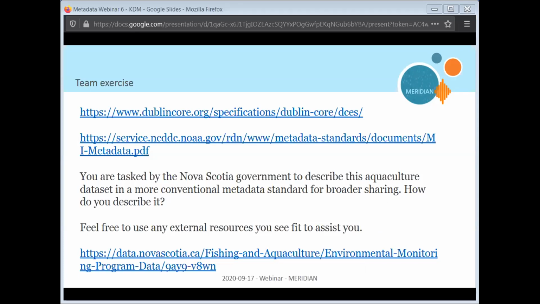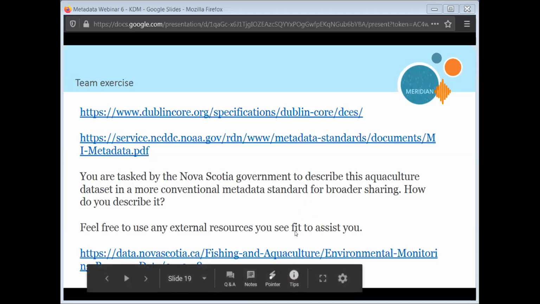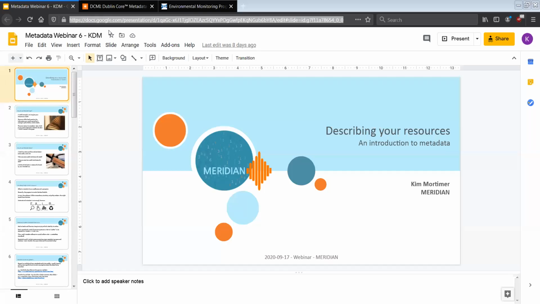And I have another slide here. I'm going to stop my sharing and open up my web browser so I can show off Dublin Core and the data set. Stop share screen. Just need to move that to the bottom. You can see my presentation.